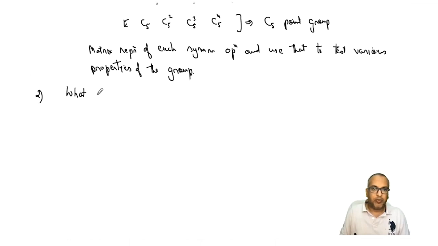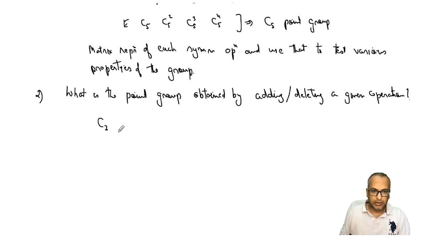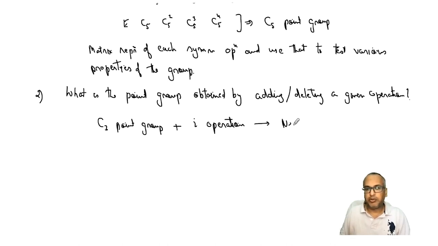So now say, what is the point group obtained by adding or deleting a given operation? So let's say you're given a point group. Let's say you're given a C3 point group. To this C3 point group, you are adding an inversion operation. Okay. So what is the new point group? How do you find out this?